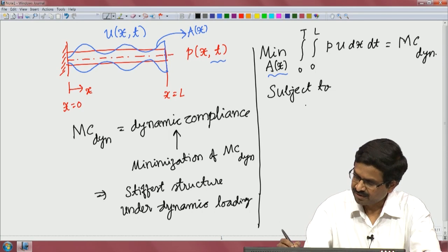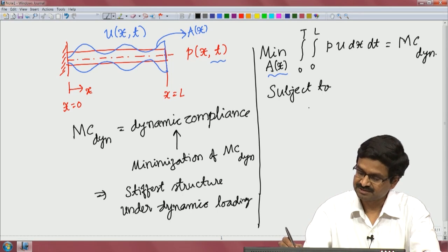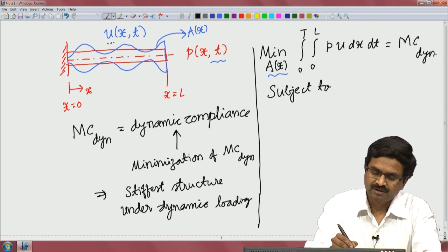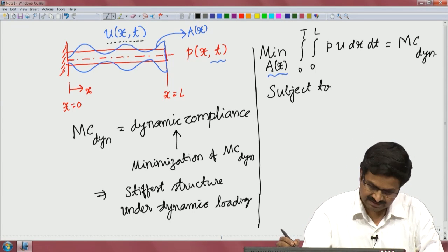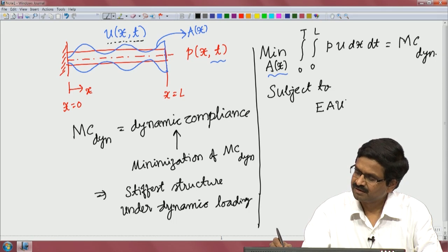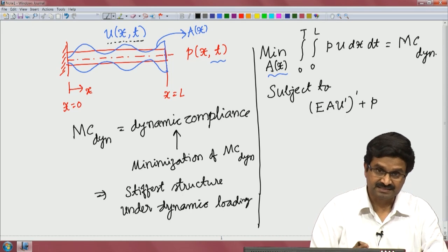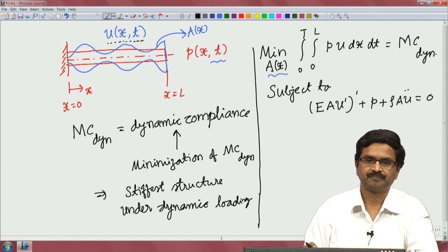Okay. That changing area A of x is our design variable or optimization variable. Okay. Now, we have to write the constraints. For the constraints, we have now a dynamic situation. So, we need to have a function that controls this u(x,t). Okay, that is a state variable now, which is a function of x and time, right. So, we will write this as E A u prime prime plus p that we have. Okay. That was the equation that we had for statics. Now, we would also have rho A u double dot equal to 0.